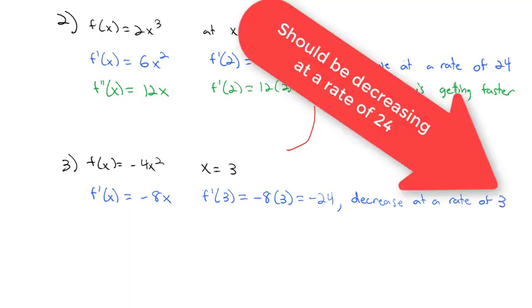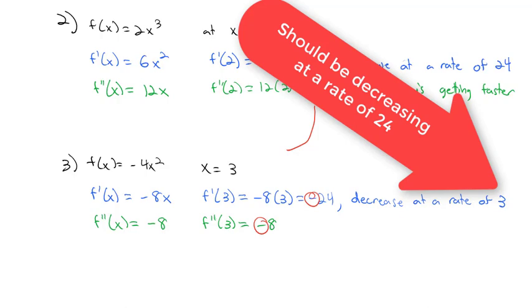But is that decrease getting faster or slowing down? Well, let's find out by looking at the second derivative. Does it go in the same direction and complement it? Or does it go in the opposite direction and pull against it? Well, the second derivative is negative 8. And it doesn't really matter what we have for our input. It's always going to be negative 8. And what's important to us is they both have the same sign.